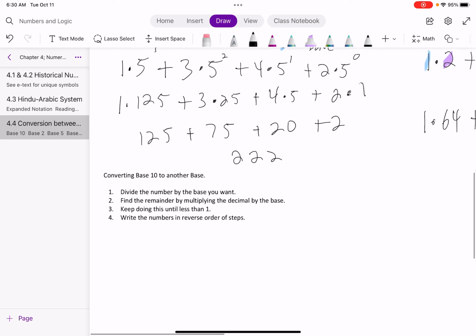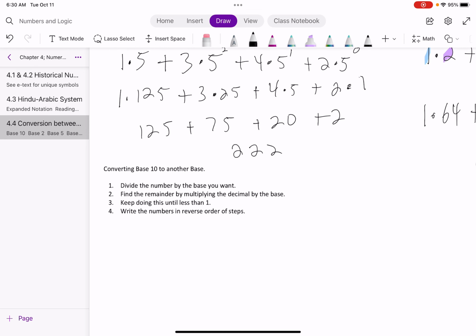Now, to convert a base 10 to another base, this is where it's a little trickier, right? And so I'm going to use a number we've already used so that we can see how it works. So I'm going to take 222, right? And we want to convert it to base 5. So we're going to divide by 5. And this is where you go to your calculator. 222 divided by 5 is 44.4.